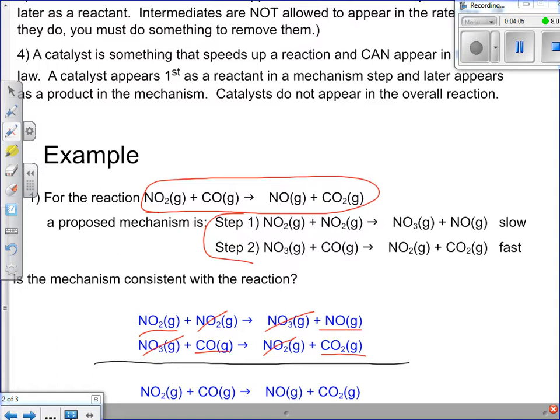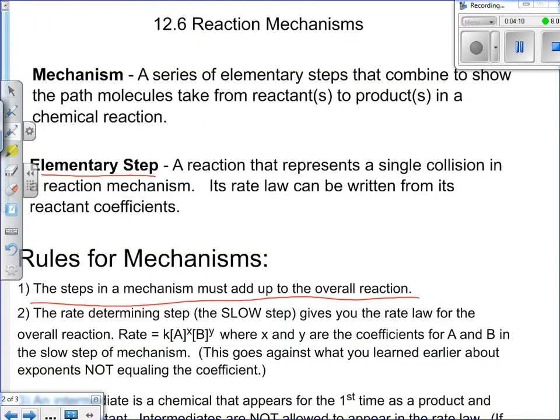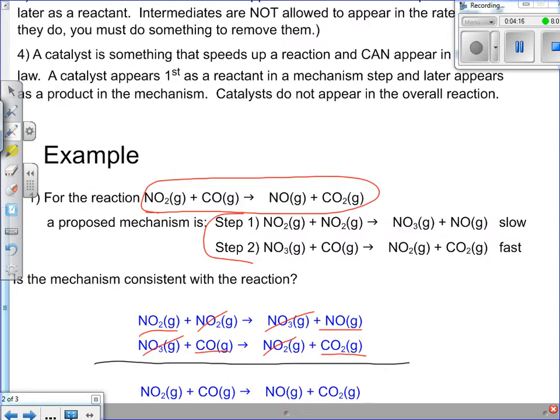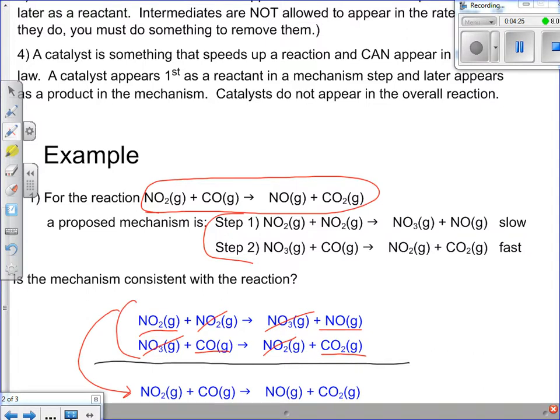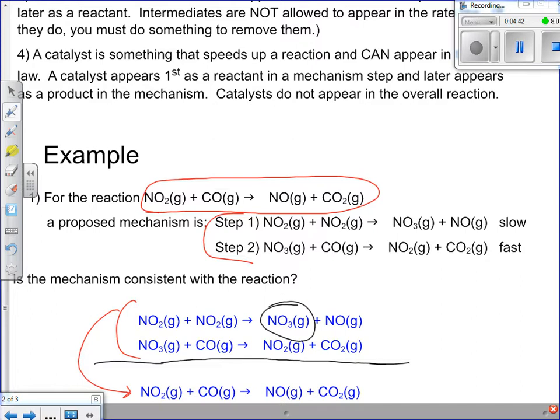Now, this mechanism, what does it really mean? Before we do that, let's take a peek at this. When we add the 2 reactions together and we get the overall reaction, these 2 together make the overall reaction. Let's check, do we have any catalysts or intermediates in here? Looking at this, I notice that there are some things in the steps that didn't appear in the overall reaction. This NO3, it's in my steps, but not in the reaction.